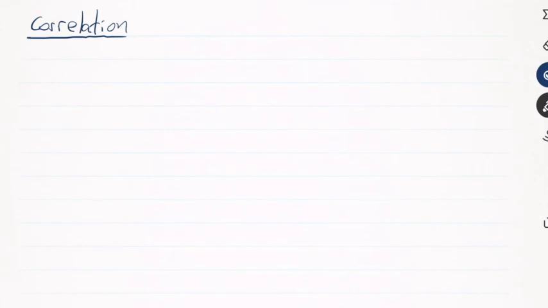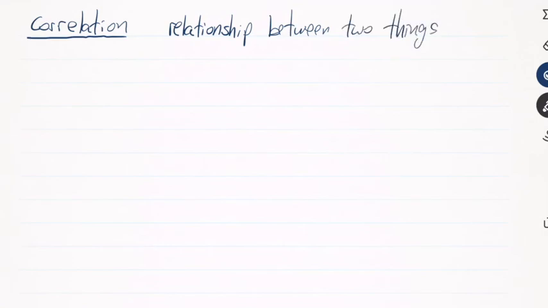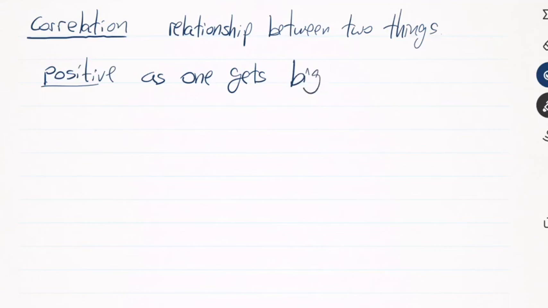All right, the last topic of this module is correlation. Now, correlation is just the relationship between two variables or things. So there's two ways you can have a correlation between two concepts. One of them is considered a positive correlation. And that basically means as one gets big, the other gets big.